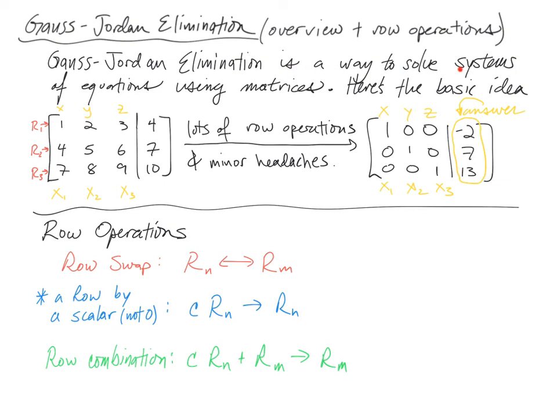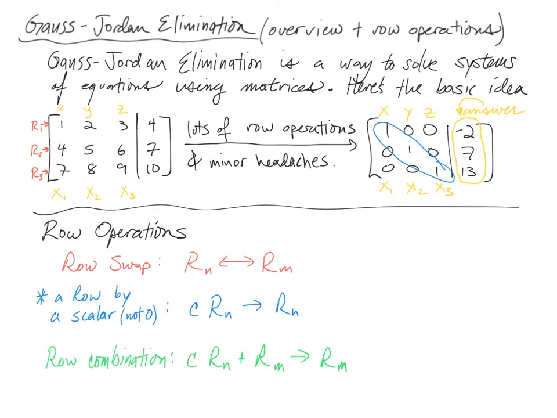Gauss-Jordan elimination is a way to solve systems of equations using matrices. Here's the basic idea. We get an augmented matrix here, and we use lots of row operations, and we get lots of minor headaches, and we get to this augmented matrix here. What's special about this augmented matrix is that the principal diagonal has elements of 1. They're all equal to 1. And every other element to the left of this vertical bar, above and below the ones, are all zeros. That means it's in reduced row echelon form, which makes finding the solution very simple.